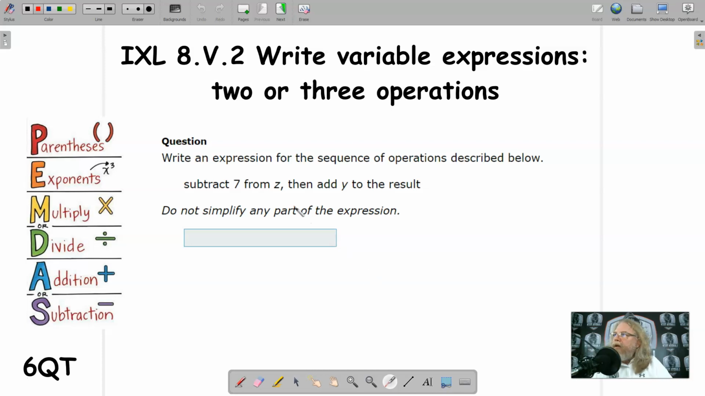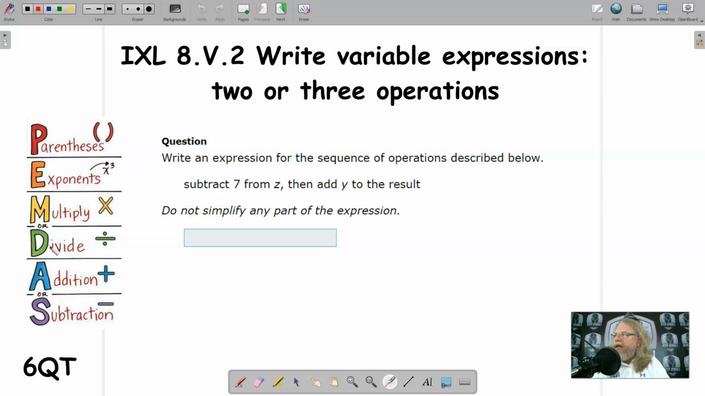Hello, this video is for IXL, activity 8.V.2. It is titled Write Variable Expressions, and we're using 2 or 3 operations. The 3-character code for this activity is 6 Quebec Tango. And I've involved this graphic here on the left.